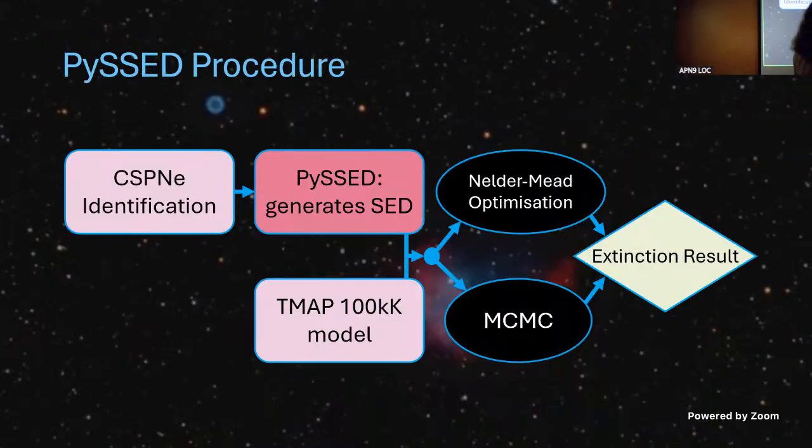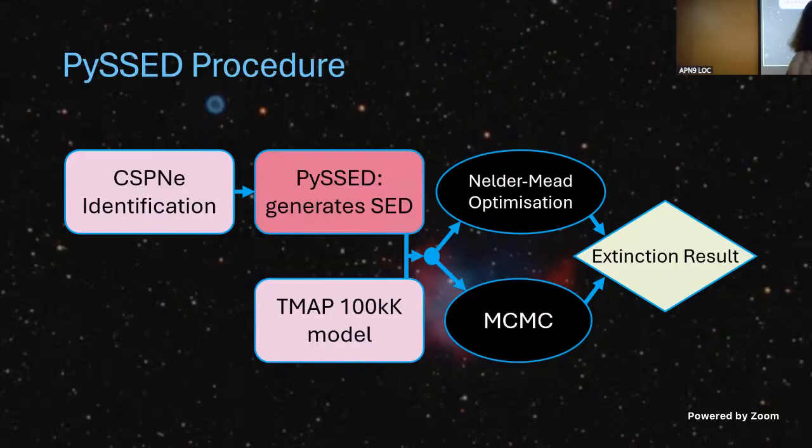So this is our procedure for a given planetary nebula. We get a CSPN identification from either Gonzalez and Santa Maria, or from Chornay and Walton, or some of them are our own. There are problems with that, as Quentin touched on earlier. What we then do is generate an SED using PySEDFit.